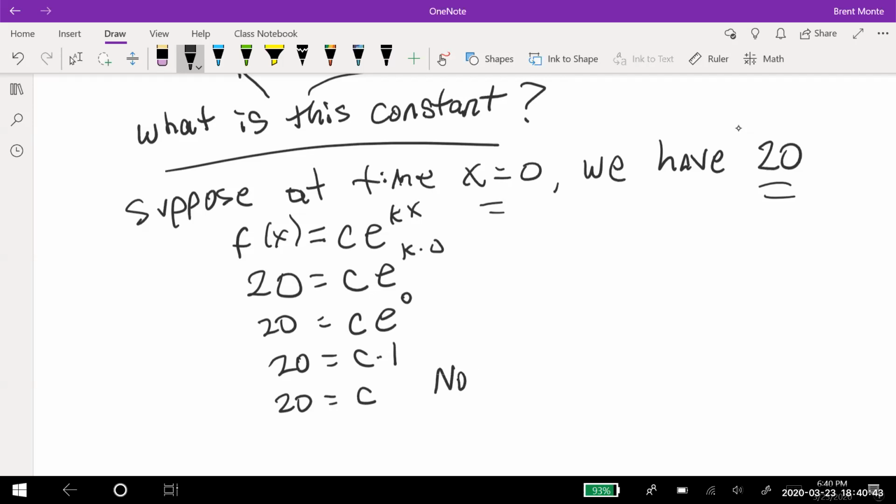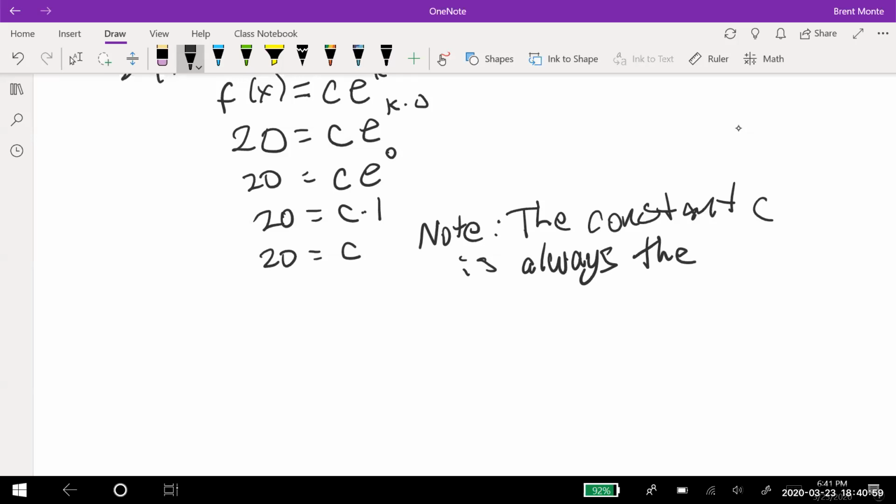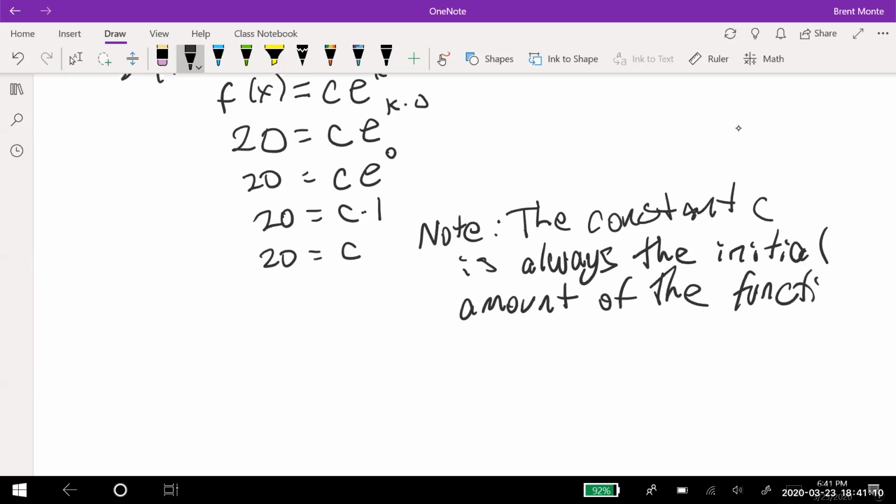So we'll say note the constant c is always, lift that up so I don't write down there, the initial amount of the function. And I'll show that in an example very quickly. All right, so I'm just documenting that. All you have to do is remember it. You don't have to build up to that, but we'll see that as we do one of these problems. And in fact, we're going to do one of the problems right away.